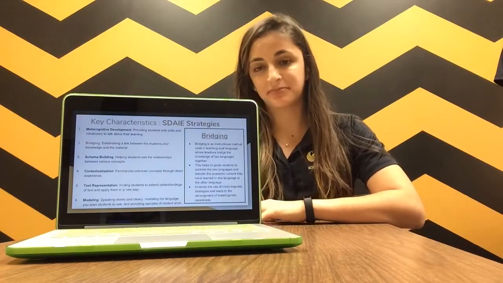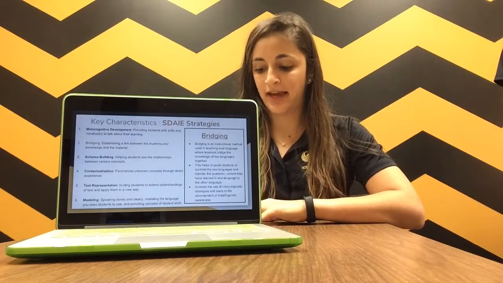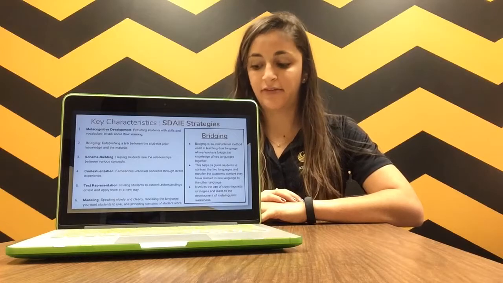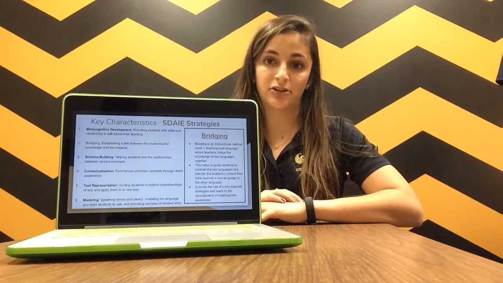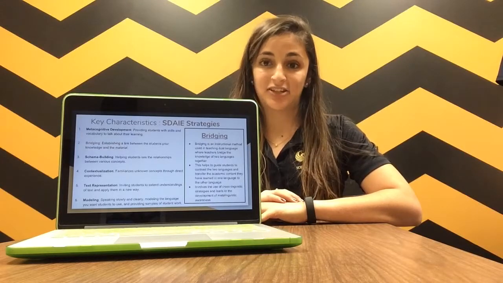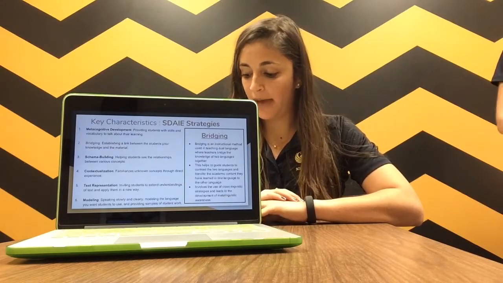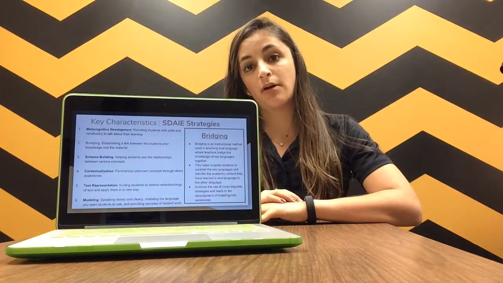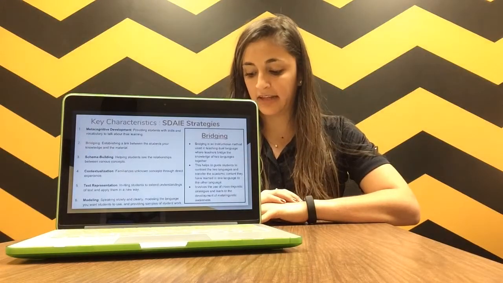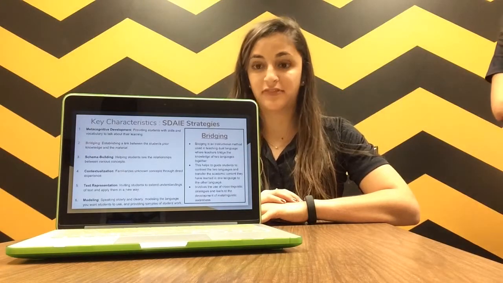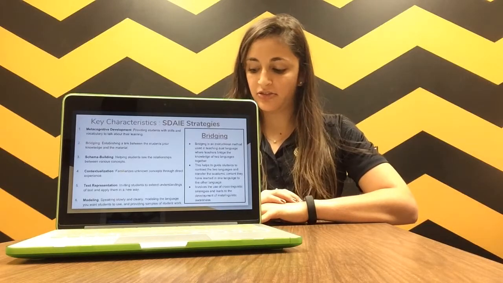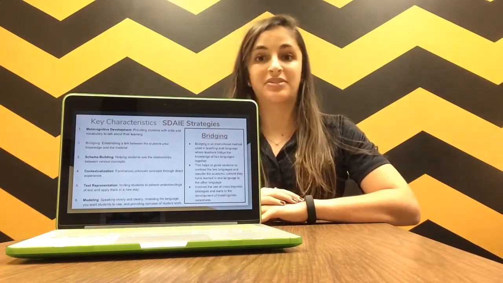So some examples of this would be an anticipatory chart, such as a KWL, a think, pair, share, or a quick write activity. The third characteristic is schema building, and that helps students see the relationships between various concepts, such as using a compare and contrast activity or a jigsaw learning activity. The fourth one is contextualization, and this helps familiarize students with unknown concepts, such as using a demonstration or media. And the fifth one is text representation, which invites students to extend their understanding of a text and apply it in a new way. So students can create drawings or videos or games.